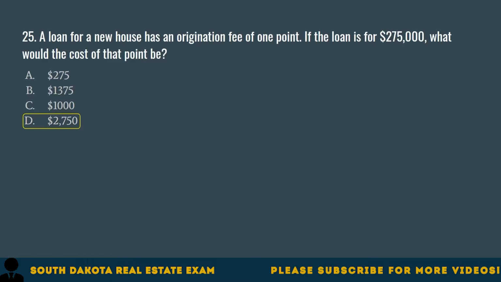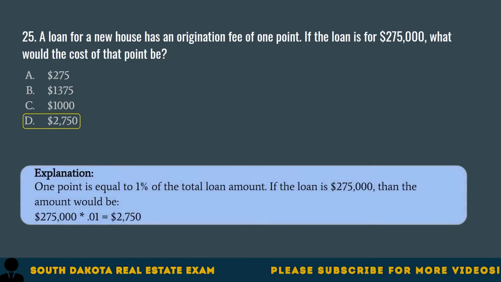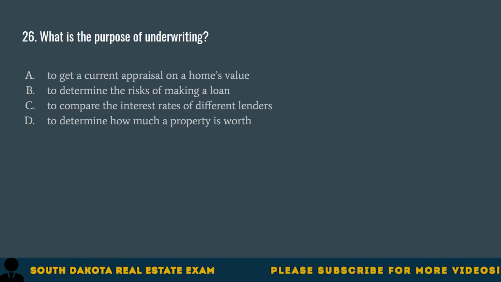$2,750. 1 point is equal to 1% of the total loan amount. If the loan is $275,000, then the amount would be $275,000 times 0.01 equals $2,750.